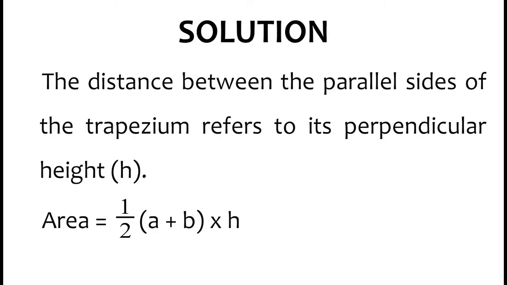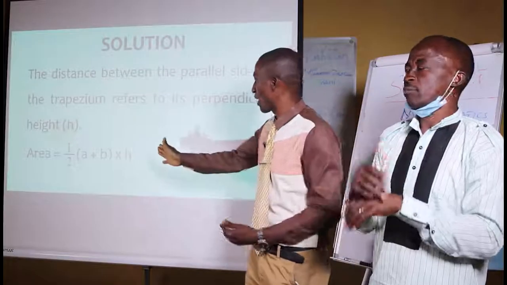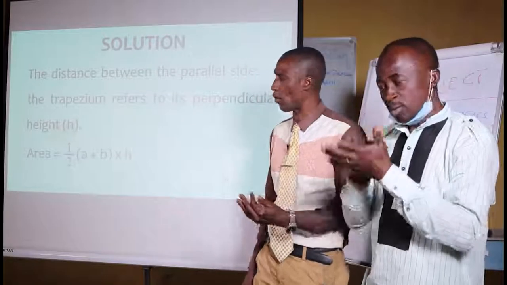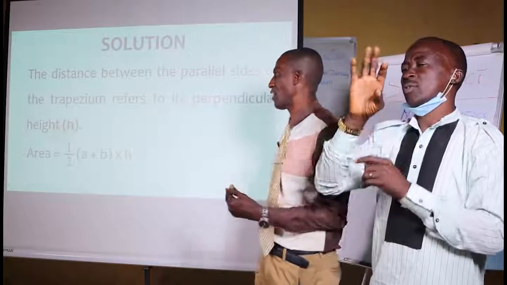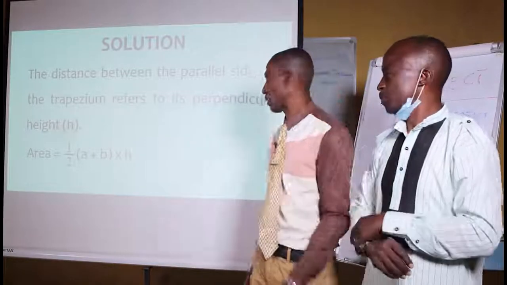So now, by applying the formula, you are to calculate the value of h. Do your substitution here. You can discover that at the end of it all, the value of h is equal to 7 centimeters.